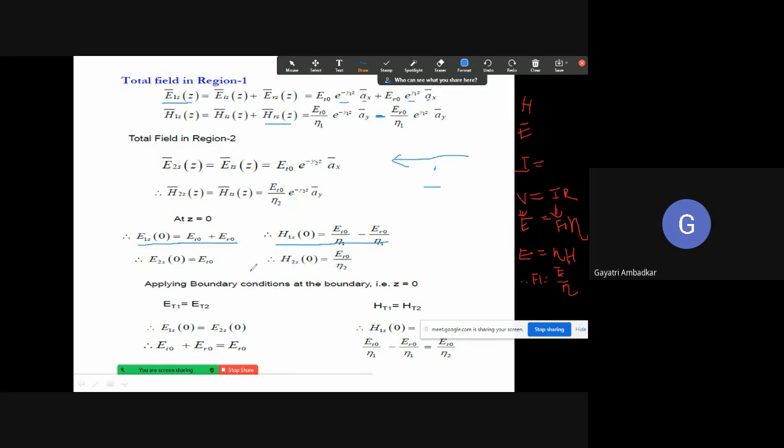So you make the substitution of z equal to 0, and once you do, you get these two equations. Similarly, you can make this substitution in region 2. There is only the transmitted part, so E2s at z equal to 0 becomes Et0, and H2s at z equal to 0 becomes Ht0 upon eta 2.